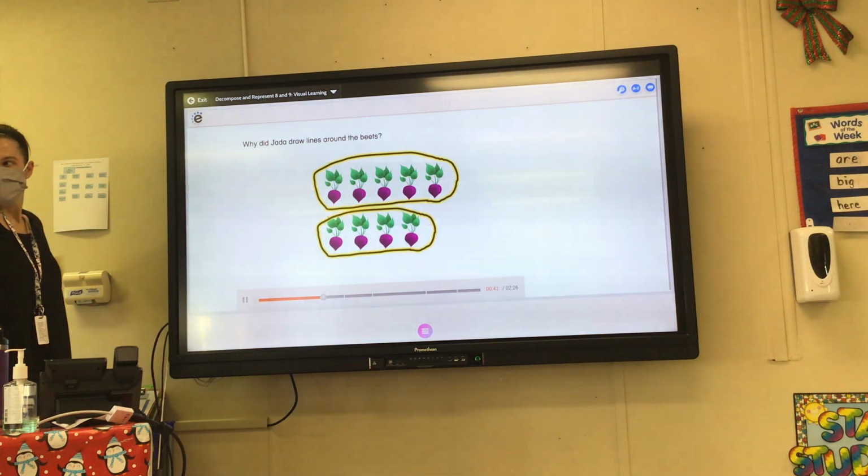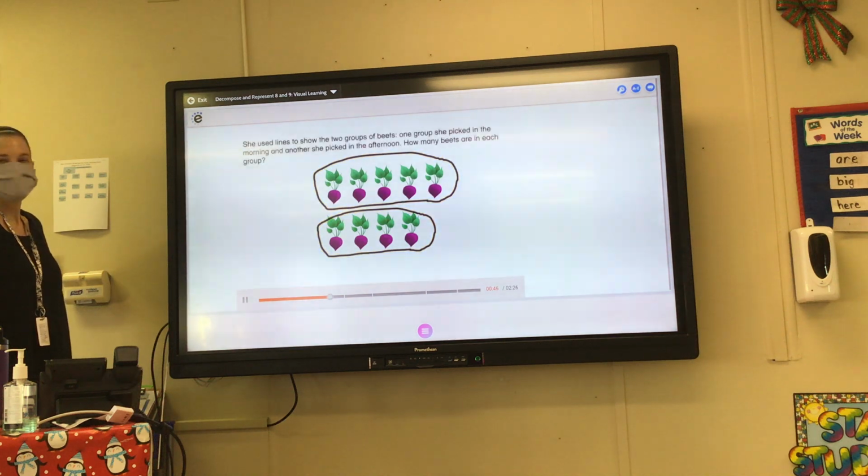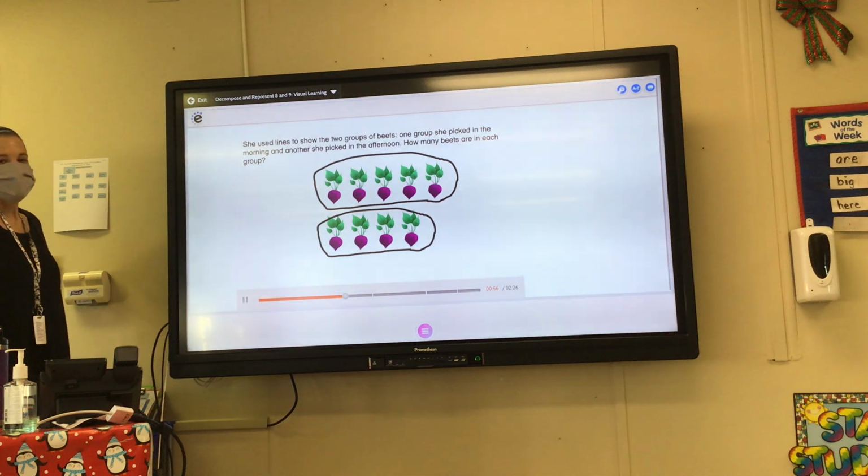Why did Jada draw lines around the beets? She used lines to show the 2 groups of beets. One group she picked in the morning, and another she picked in the afternoon. How many beets are in each group? Raise your hand if you can tell me how many beets are in the first group.